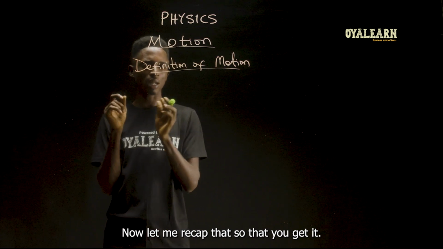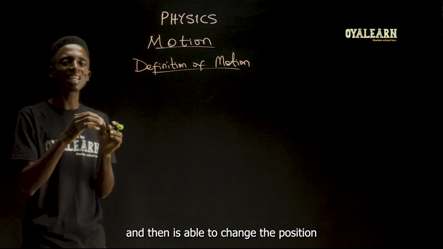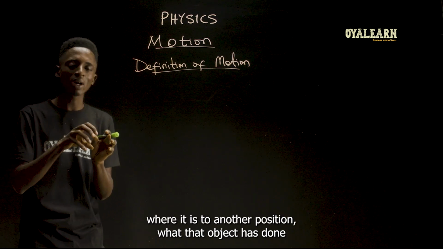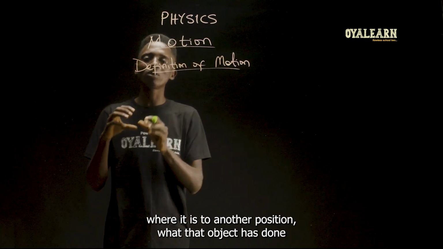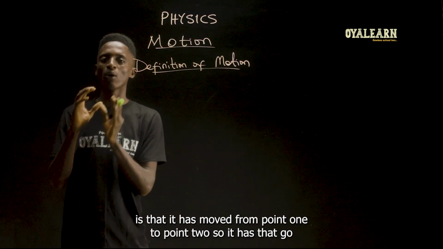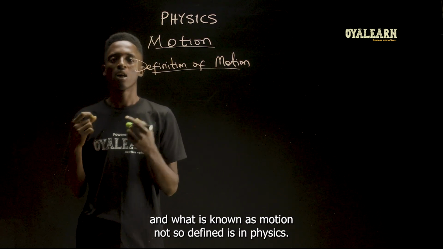Now let me recap that so that you get it. So when an object is in a said location and then is able to change the position where it is to another position, what that object has done is that it has moved from point 1 to point 2. So it has undergone what is known as motion.